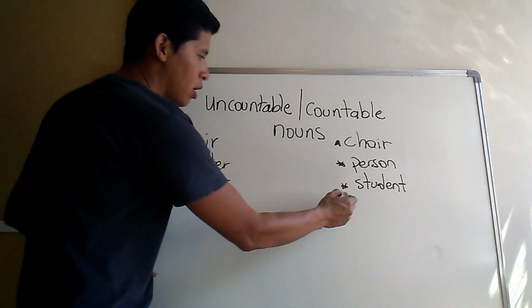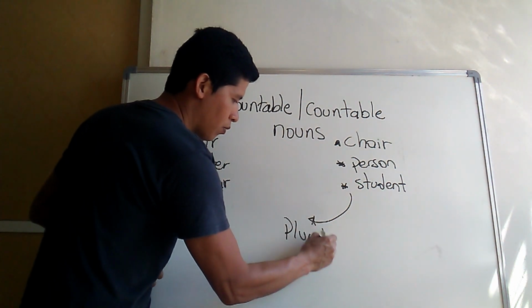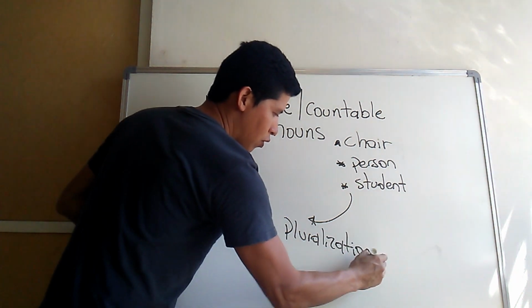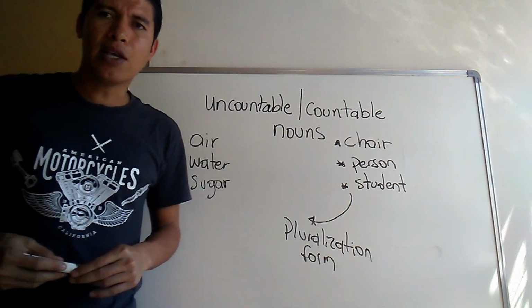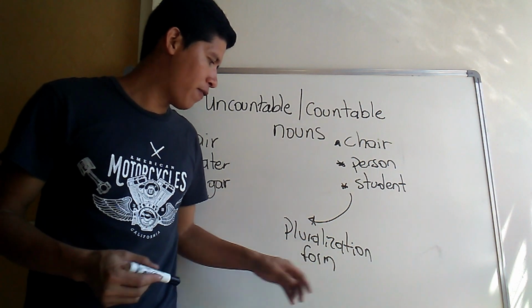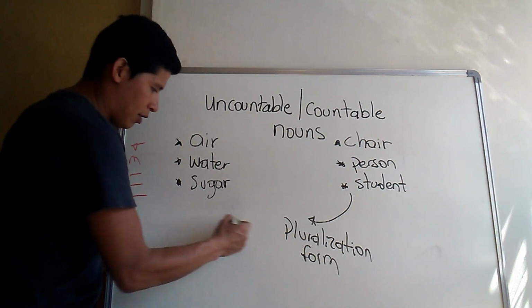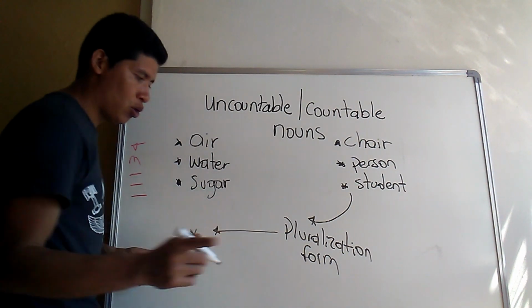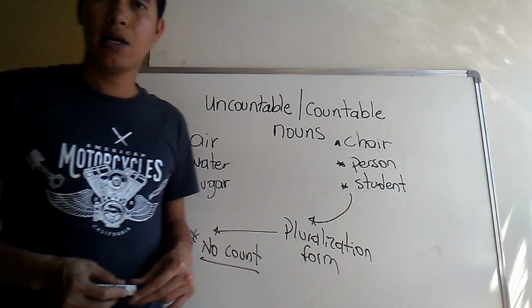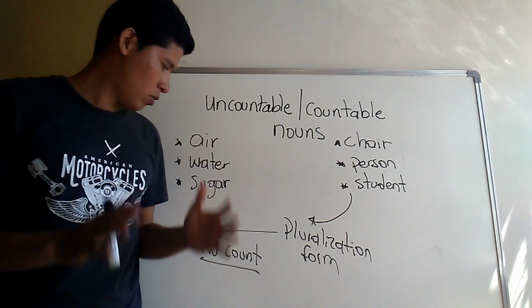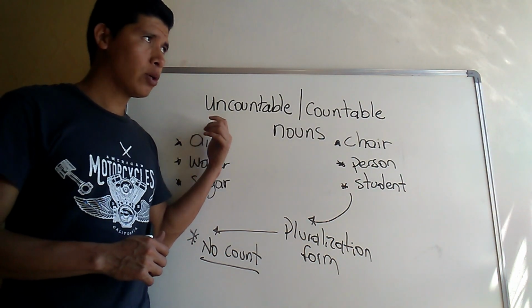With the countable, I use the pluralization form. With the countable, I can use the pluralization form. But with the uncountable, there is no count. That is the reason. They are countables and they are not countables.